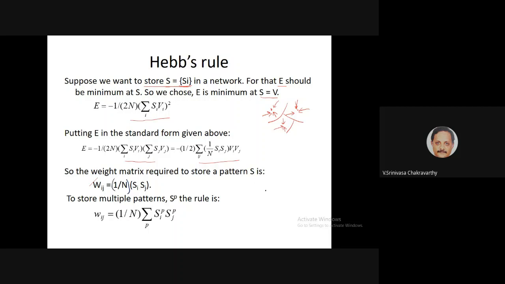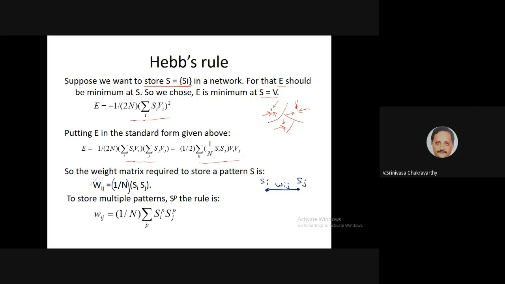So for a given weight W_ij between the ith neuron and the jth neuron, if I want to store the pattern such that the bit here is S_i and the bit here is S_j, then basically take the product of these two bits and set it as the weight of the connection between the two. Very simple rule. This is similar to the rule that was envisioned by Donald Hebb way back in his book of 1949, and Hopfield basically gave it a mathematical form and proposed this rule. So if you want to store one pattern, this is the rule.